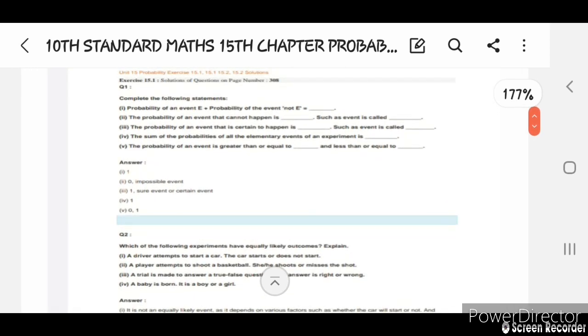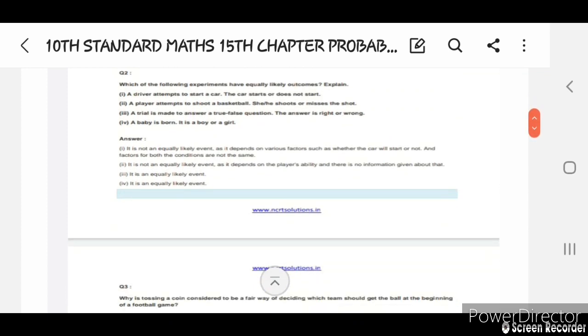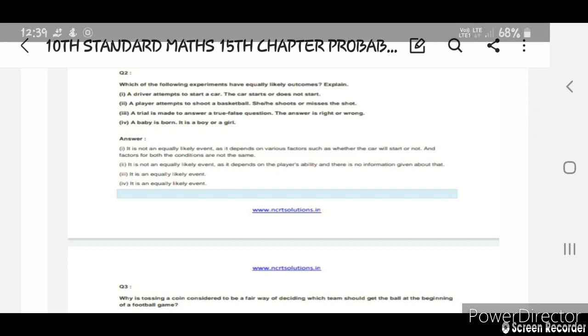Next, the probability of an event is greater than or equal to 0, and less than or equal to 1. Next, which of the following experiments have equally likely outcomes?